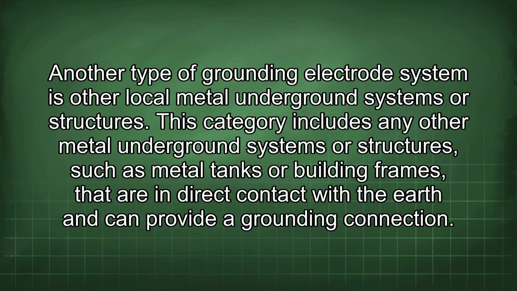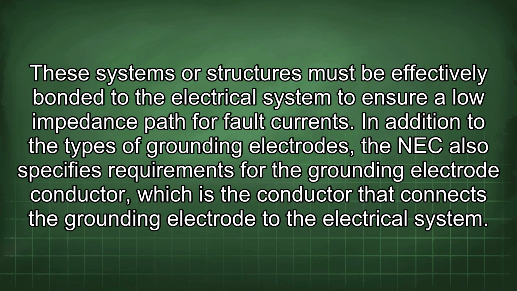This category includes any other metal underground systems or structures, such as metal tanks or building frames, that are in direct contact with the earth and can provide a grounding connection. These systems or structures must be effectively bonded to the electrical system to ensure a low impedance path for fault current. In addition to the types of grounding electrodes, the NEC also specifies requirements for the grounding electrode conductor, which is the conductor that connects the grounding electrode to the electrical system.